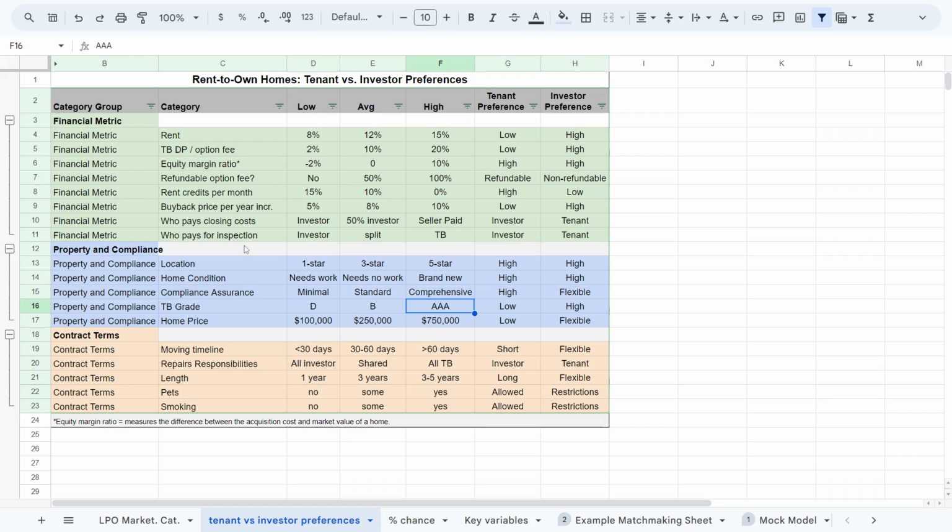So hopefully this helps you in your considerations as you're looking to purchase a home and enter into a fair, legitimate, and transparent rent-to-own home contract.